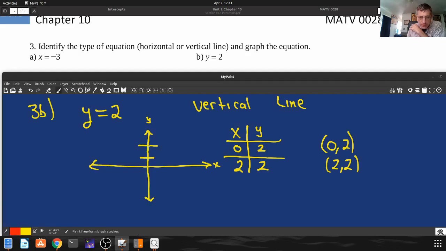So the point 0, 2 is right here. And I'll make this 1 and 2. So my point 2, 2 is right there. And my horizontal line is going to run straight away that way. And this is the graph of y is equal to 2.